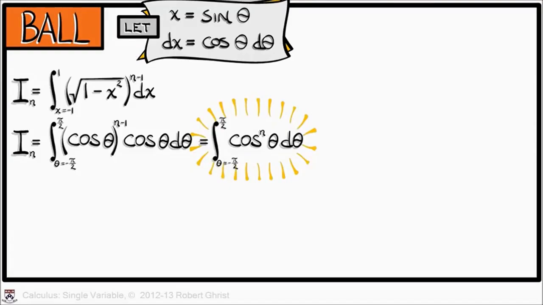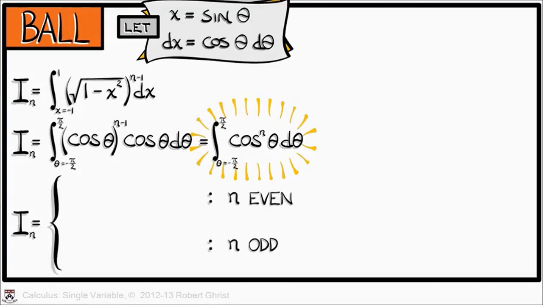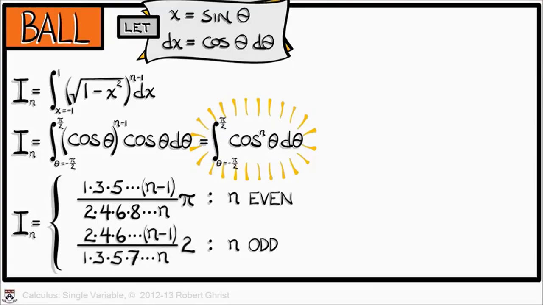This is an integral that we have computed before in the bonus material to lecture 28. We showed that this is equal to, well, there are two cases, one where n is even, the other where n is odd. In the n is even case, this has the value of 1 times 3 times 5, all the way up to n minus 1, over 2 times 4 times 6, all the way up till n. This value times pi. When n is odd, the evens and odds are flipped.